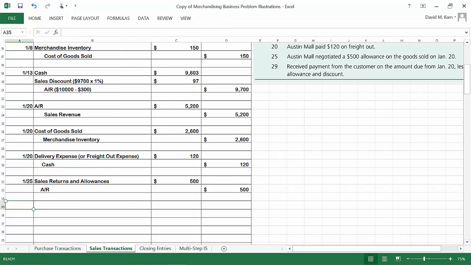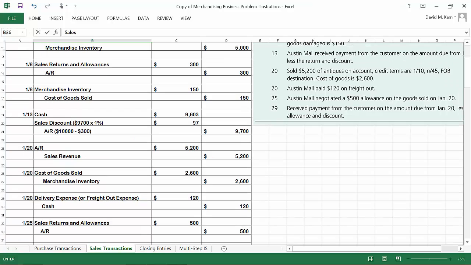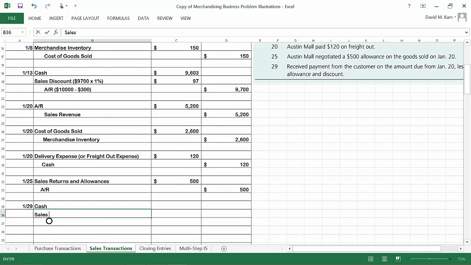Very simple transaction here. Again, we're going to receive cash, so we know that we're going to debit that. There is going to be a sales discount that they took advantage of. They had 10 days to pay on the 20th, and it's only the 29th, so we know that they get the 1% discount. And they're paying what they owe to us in full. So we know it's $5,200 minus the $500 allowance, and they owe us $4,700.